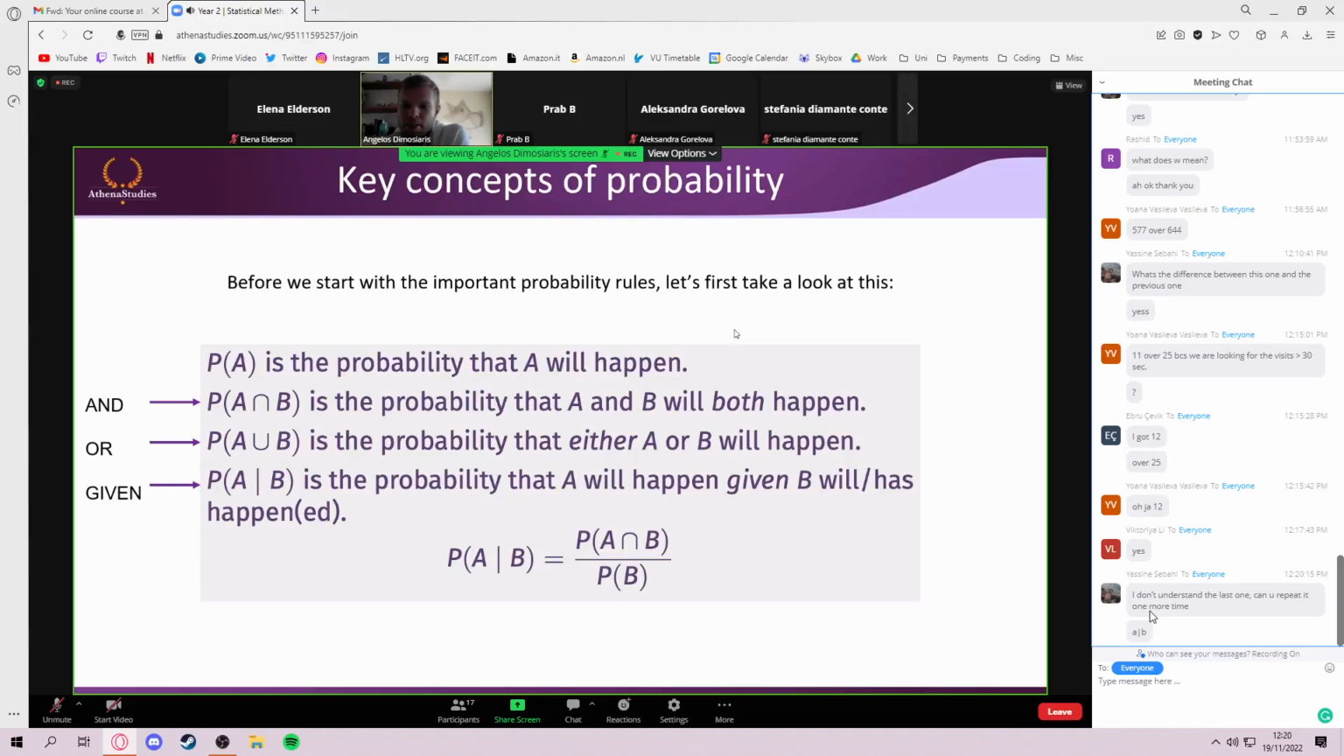I don't understand the last one. Can you repeat it one more time? Oh yeah, the probability that A will happen, given that B has already happened.